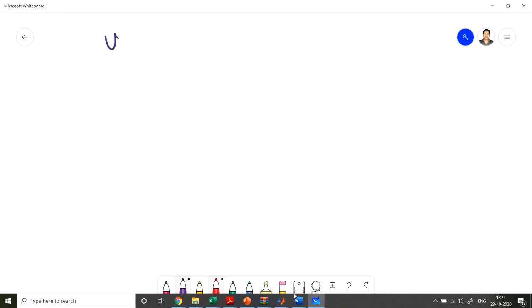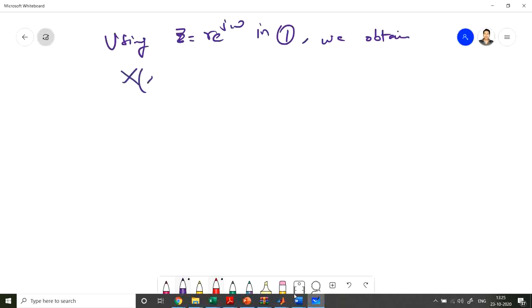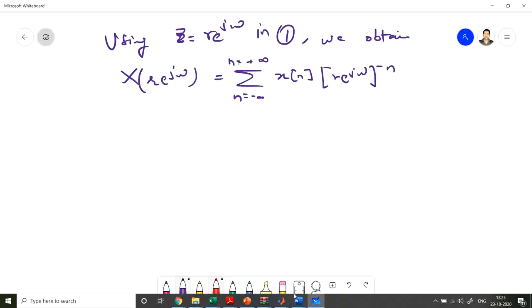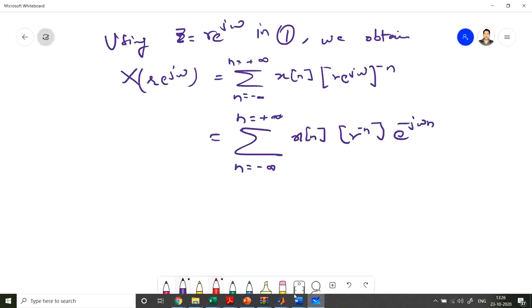So using z equal to r e raised to the power j omega in equation 1, we obtain X(r e^{j omega}) equal to the summation from n equals minus infinity to plus infinity of x[n] (r e^{j omega}) raised to the power minus n. We have just put in the value of z, so it becomes the summation of x[n] r raised to the power minus n e raised to the power minus j omega n.